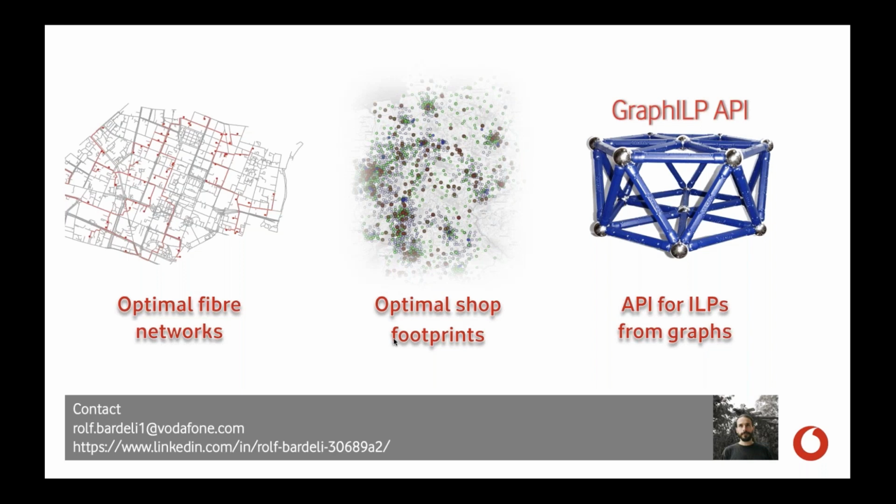On the other hand, in this application area, we had the question of how to open or reopen shops after the COVID lockdown. And then finally, there is the Graph ILP API for conveniently setting up integer linear programs from graph problems and graph instances. Again, we are about to open source that. If you're interested in that, or even interested in working on it, just let me know. We are happy for everybody who would collaborate on that.